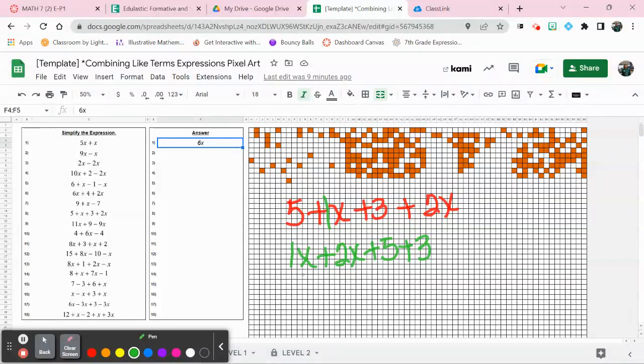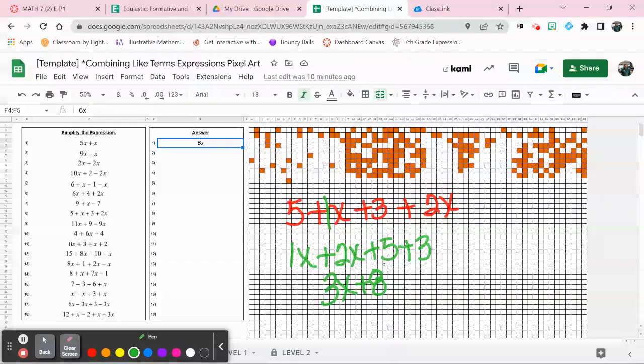All right. Now I can put my x's with my x's. I have 1 plus 2, which gives me 3x's. And I can put my constant with my constant. 5 plus 3 is 8. 3x's plus 8. That's what I'm left with. And see, that's written with fewer terms. That is called combining like terms.